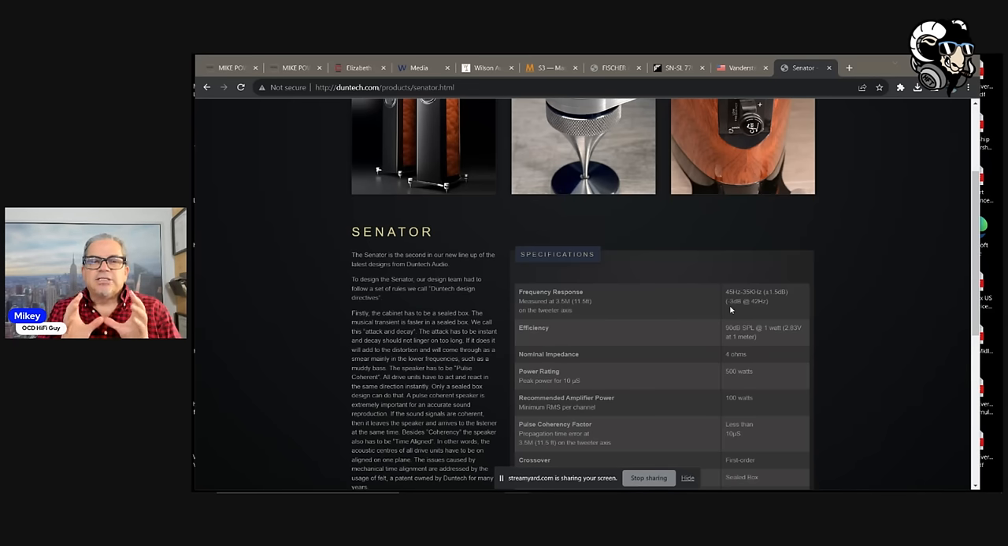Typically, that is the significant number. If someone says the speaker goes to 20, well, what's your negative 3 dB point? They need to tell you that. That's the only usable number. Negative 3 dB is half as loud as the zero. So once you drop down 3 dB, you're half as loud. So negative 3 dB at 42 hertz means that at 42 hertz, we're half as loud as at, say, 100 hertz.